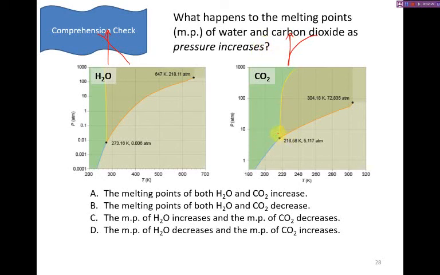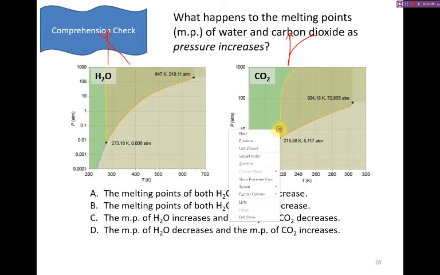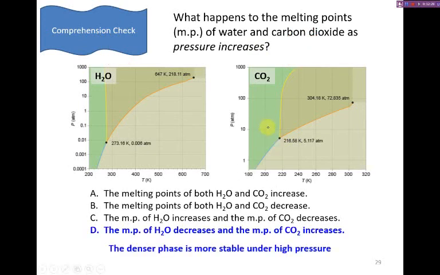So let's just say here, our melting point is right here at 10 oops. Well, all right, I guess we've given it away. So the melting point of the water decreases. We can see that the temperature, which corresponds to the coexistence curve, is lower, whereas here the temperature is going up. And what we see is that the dense phase is more stable under high pressure for carbon dioxide.